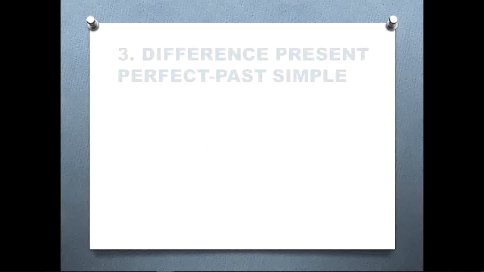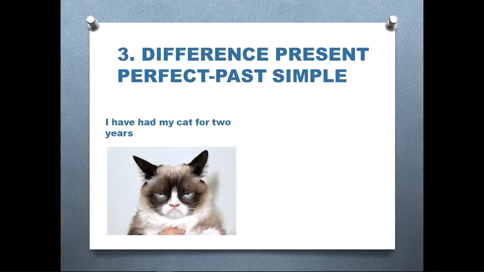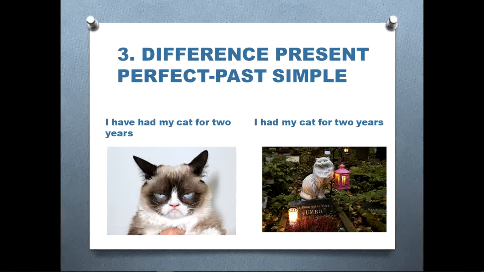For example, I can have a sentence like "I have had my cat for 2 years," and that means that 2 years ago I got my cat and I still have it now. The same sentence in the past simple form, "I had my cat for 2 years," means that I don't have my cat any longer, probably because it died.